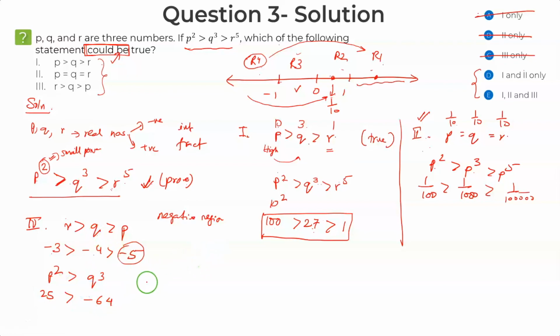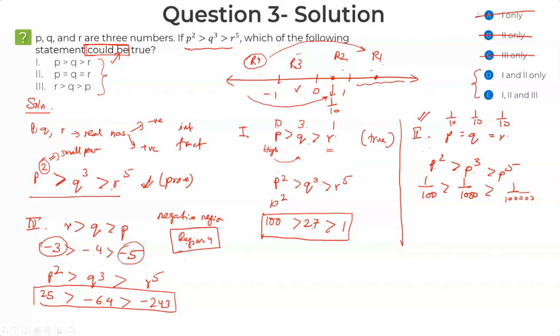Okay. How much is R to the power 5? Now, if I do R to the power 5, that would be -243. And -64 is actually greater than -243. So I can see that everything works out if I consider this for region 4. So in short, the correct answer in this case is going to be option E.